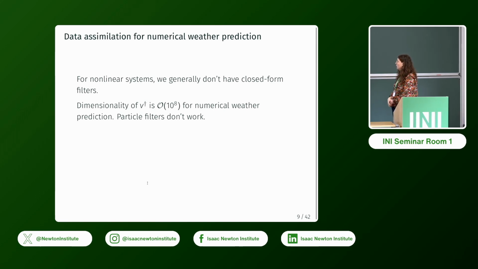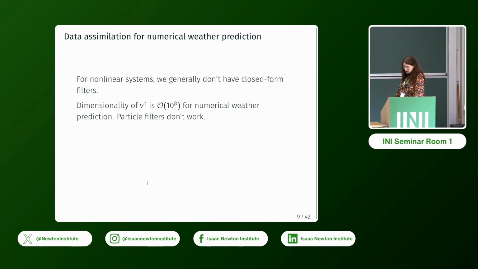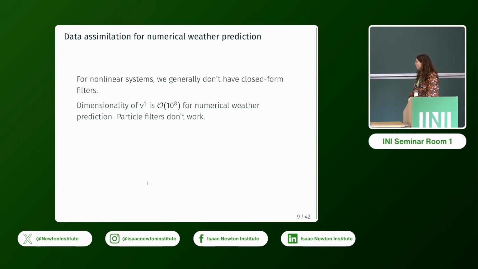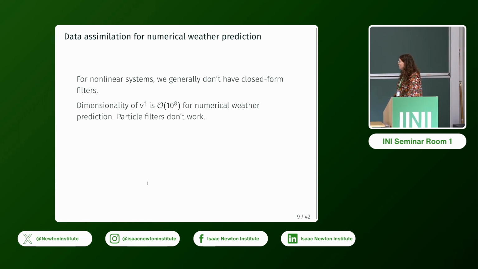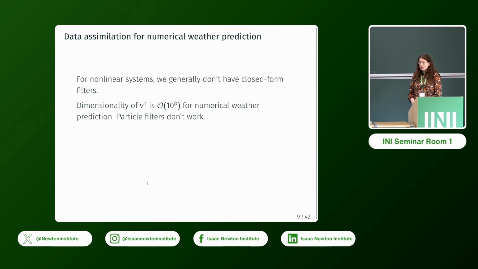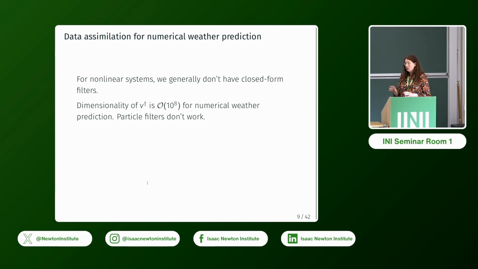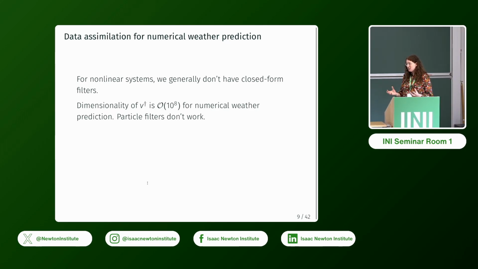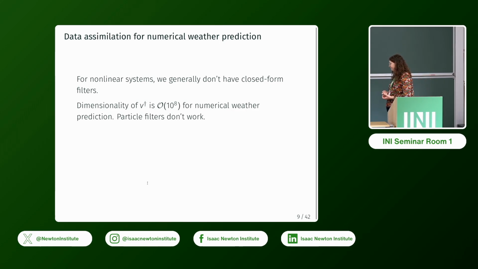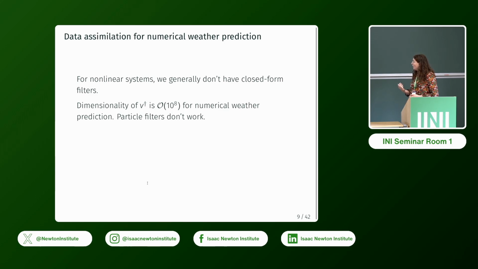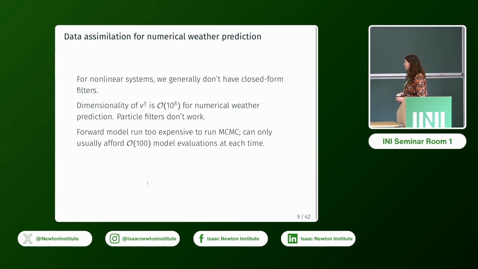Another difficulty for the numerical weather prediction problem is that the dimensionality of the hidden state is very large. So we're talking about maybe order of hundreds of millions. This is a PDE discretized on a sphere in 3 dimensions, and it's very high dimensional. So we can't use particle filters, which are a good method for low dimensional problems. They really have a curse of dimensionality problem in high dimensions.